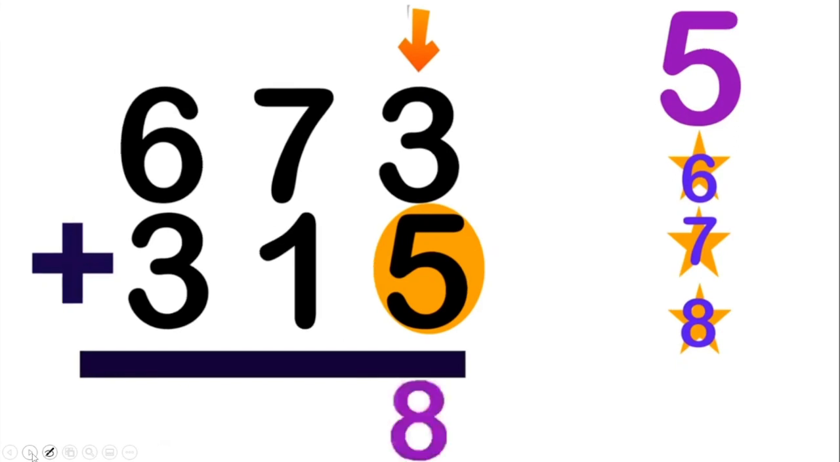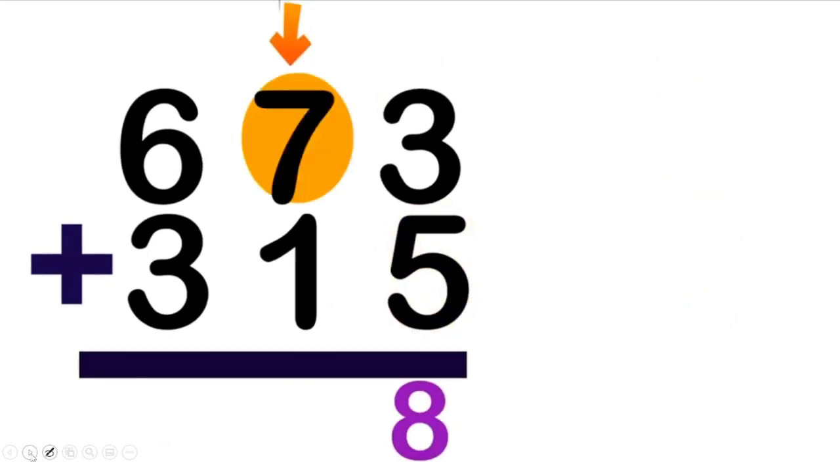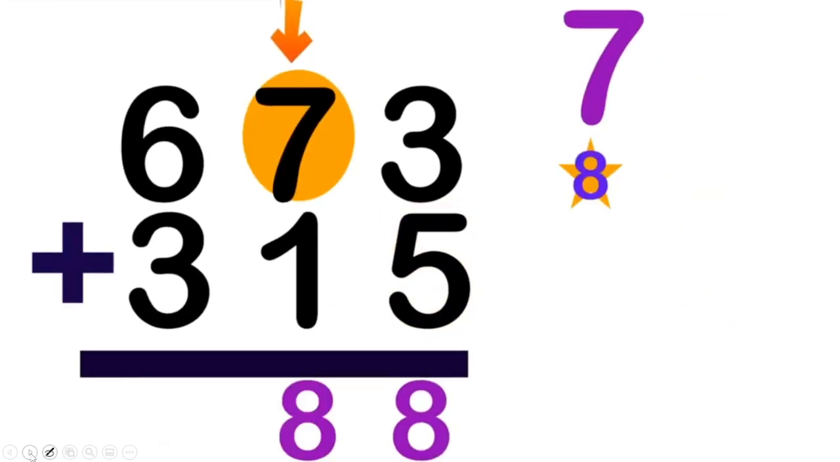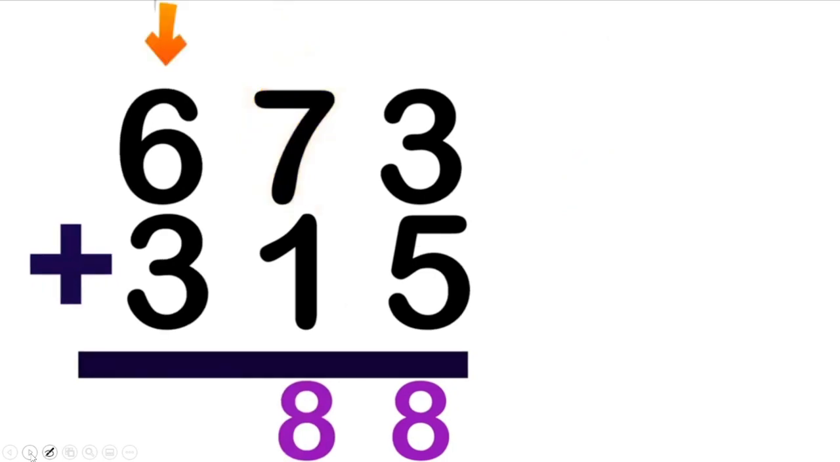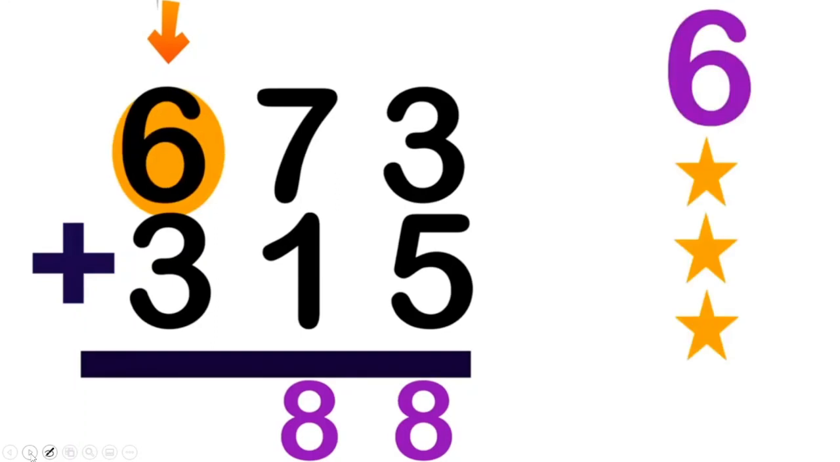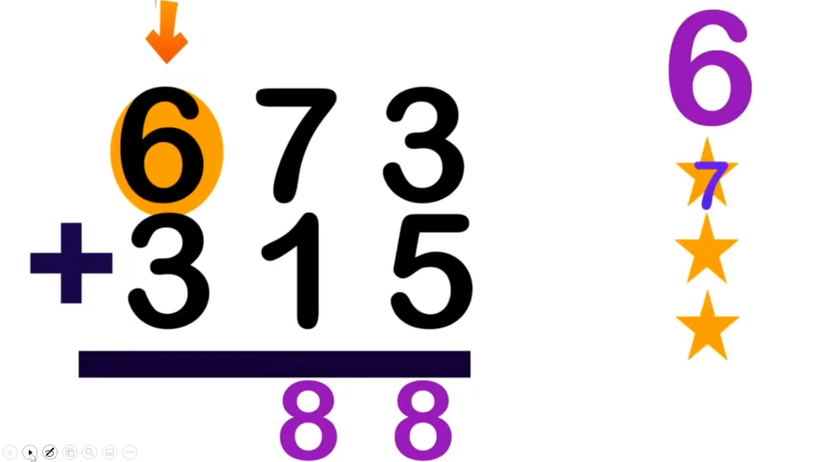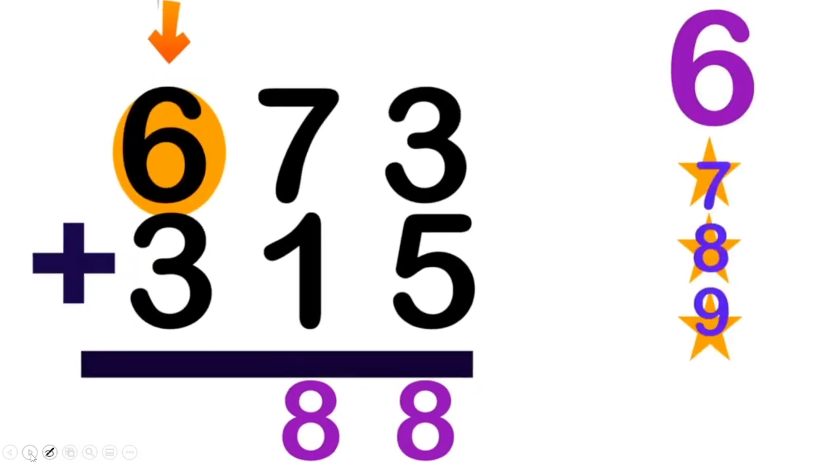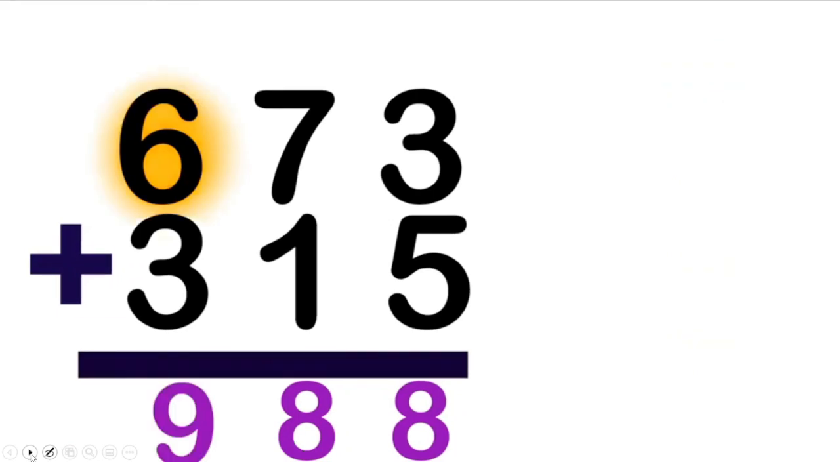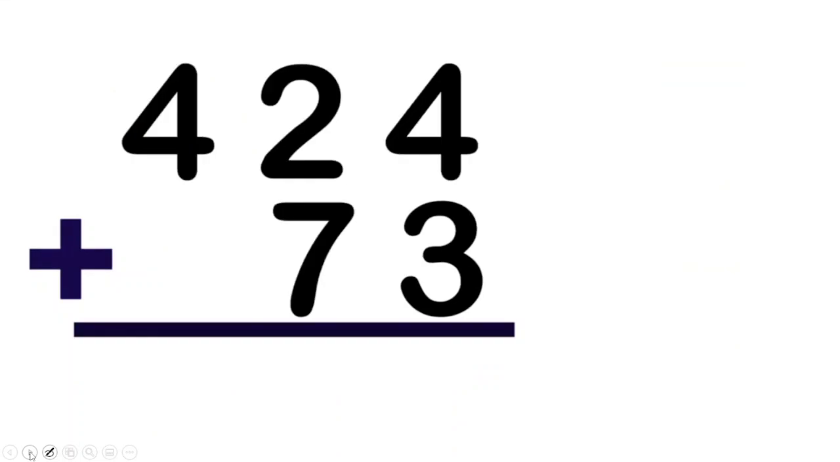So, write it down at the bottom part. So, next, proceed to the 7 and the 1. So, we need to get 7. So, 7 plus 1 is 8. And, lastly, so 6 plus 3 gets 6. And add 3. 6, 7, 8, 9. So, our final answer would be 988. Yes. So, next one.